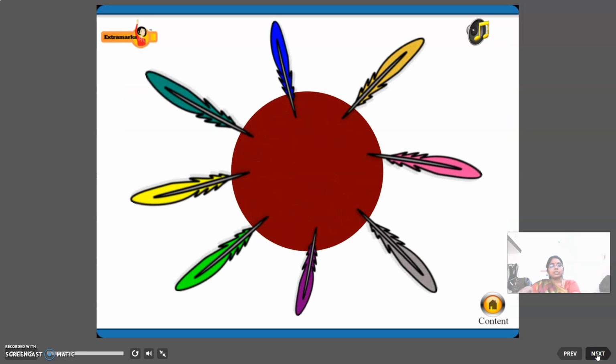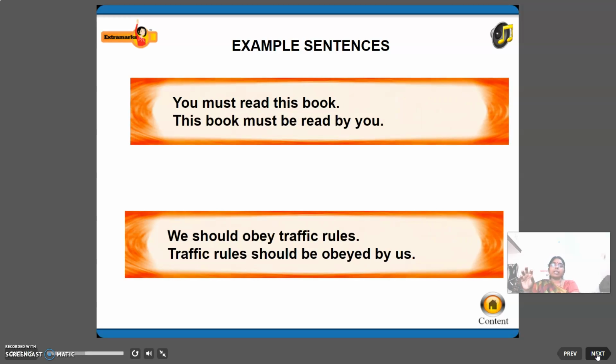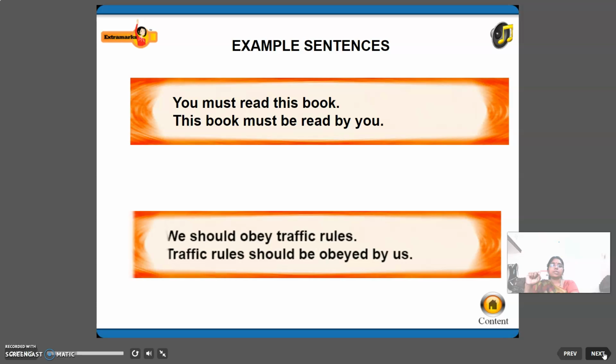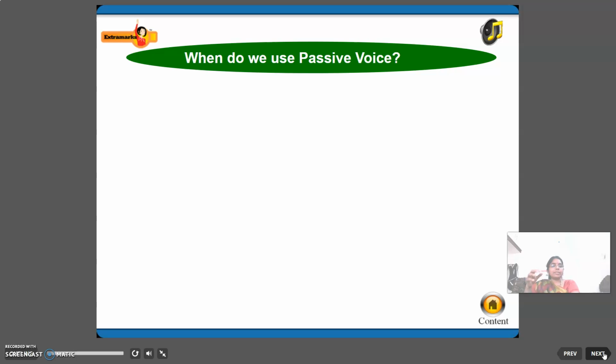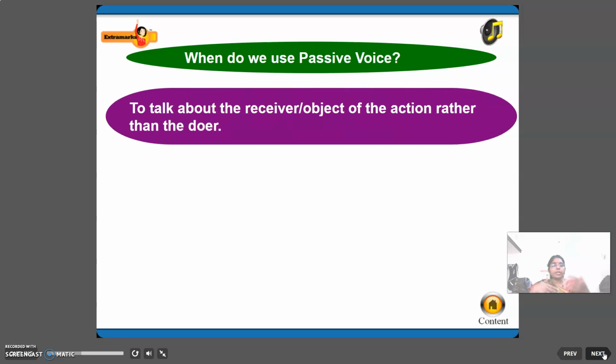Right? Next, we will see some more examples. You must read this book. This book must be read by you. Okay. Next example: we should obey traffic rules. Traffic rules should be obeyed by us. So all these are examples and you can try out 10 active voices and 10 passive voices and convert them vice versa.